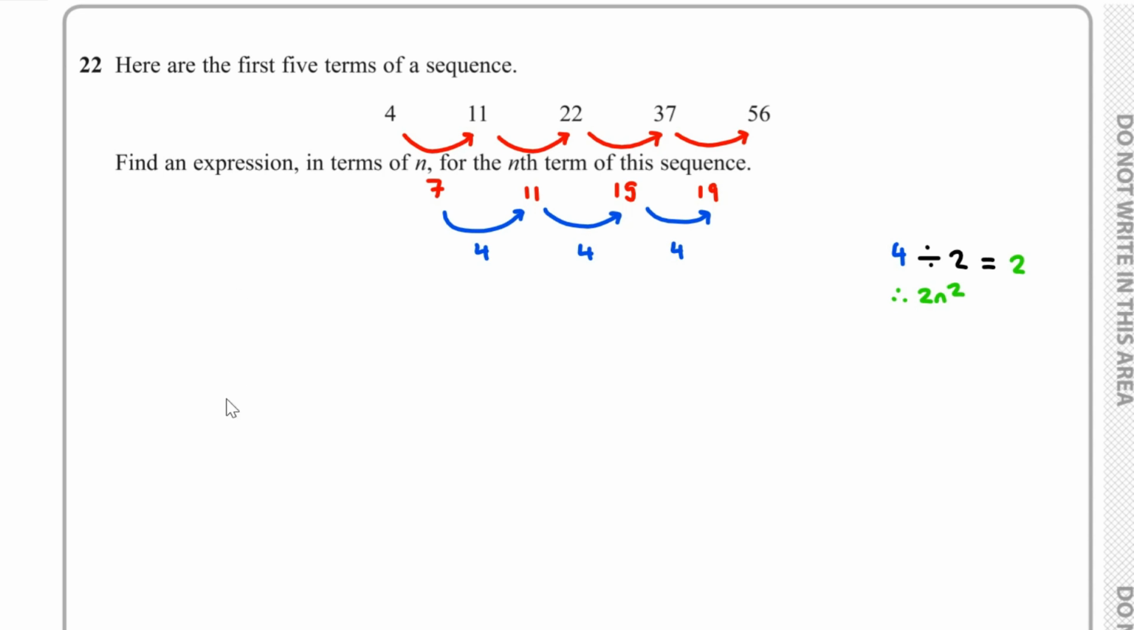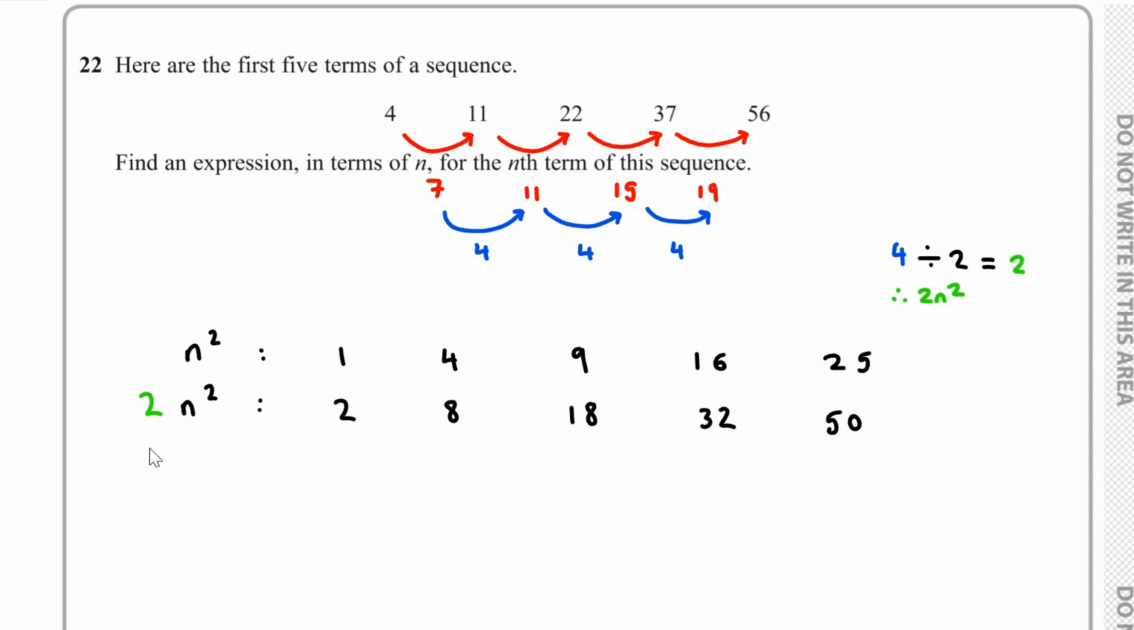Now, let's find the square numbers, n squared of course. We've got here 1, 4, 9, 16, and 25. The two n squared terms: 2 times 1 is 2, 2 times 4 is 8, 2 times 9 is 18, 2 times 16 is 32, 2 times 25, that's 50.